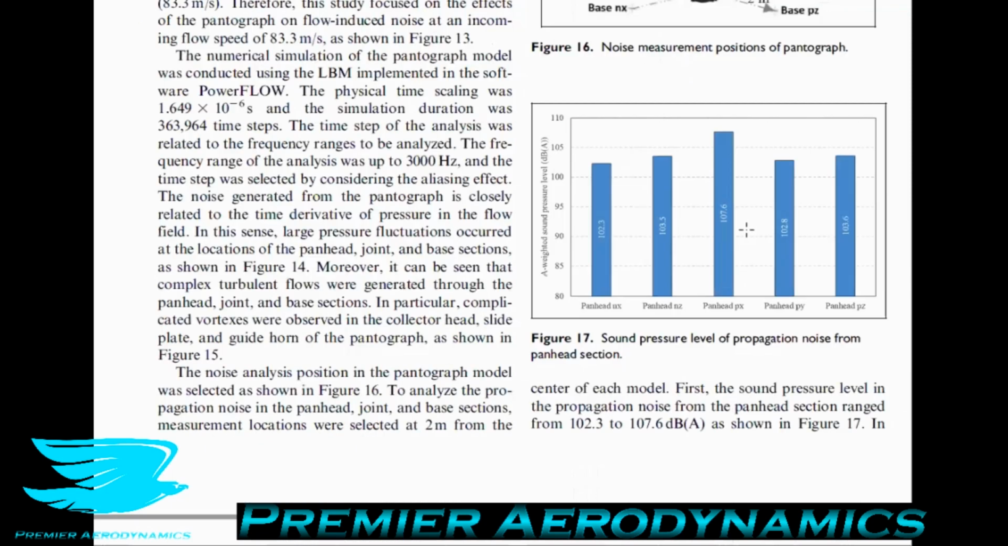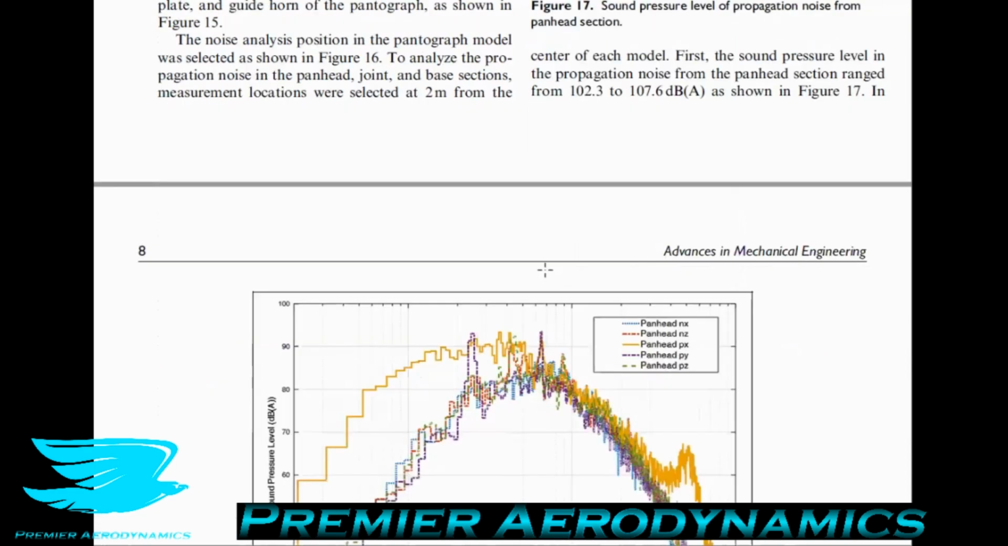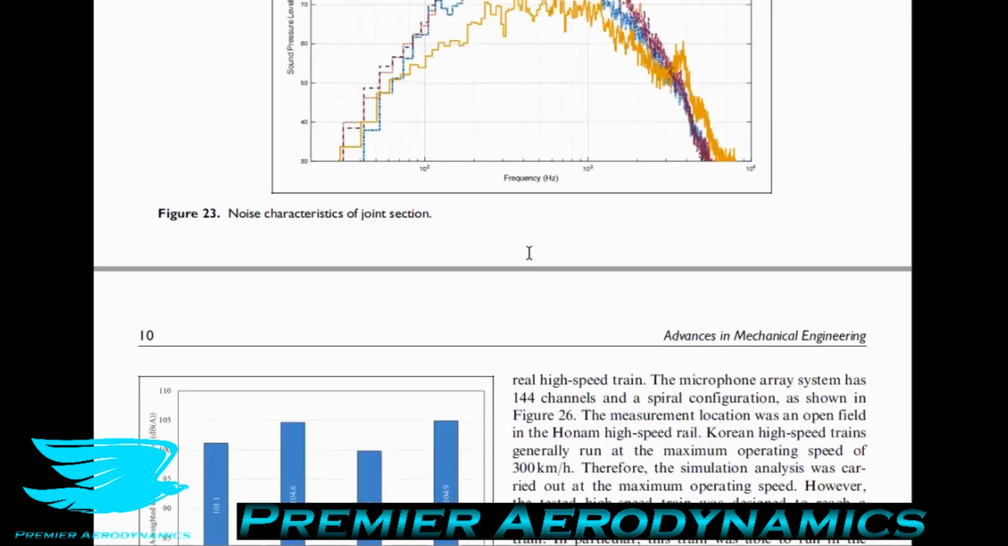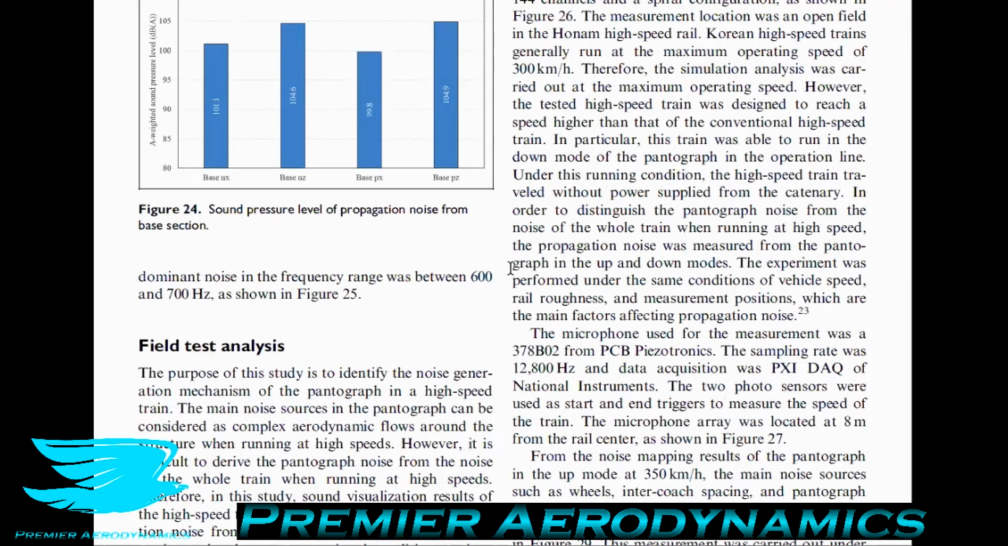But with the panhead section, which we were looking at in the last podcast, we just finished off the panhead section, we found that for some reason, downstream was significantly louder than upstream, and every other direction was about the same in terms of the noise generation to upstream. So for some reason, just downstream, there was a lot more noise from the two bars of the pantograph. So the pantograph itself propagates noise very differently depending on which section you're looking at. And they found this all with CFD.